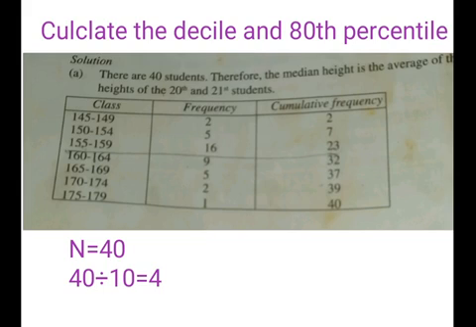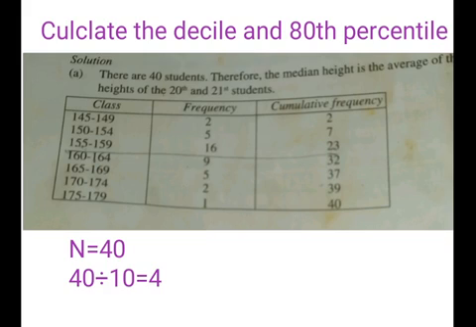So the solution: something you should remember, we first draw a table with rows and put there a row of cumulative frequency. You have to get the cumulative frequency just like we were doing for the median and the quartiles.